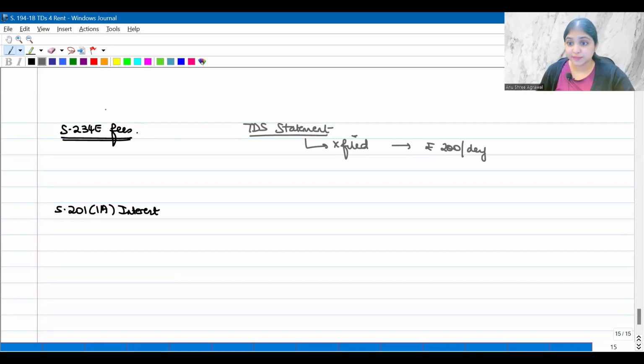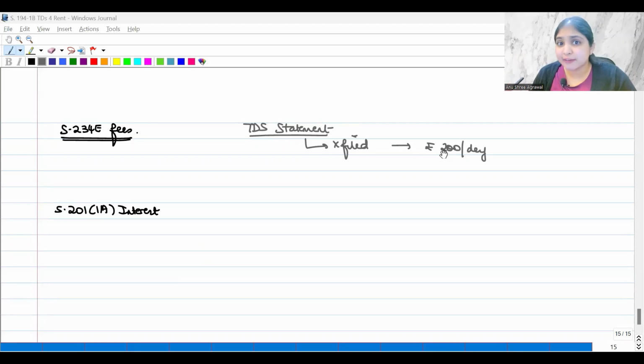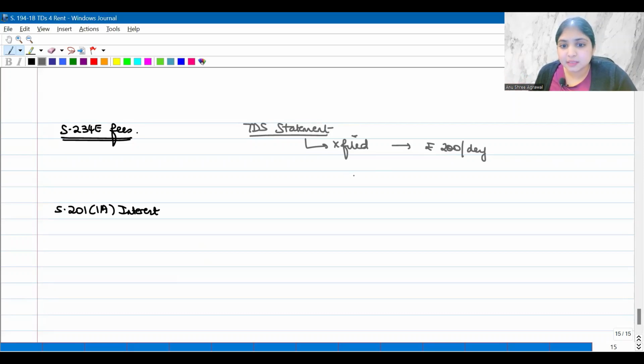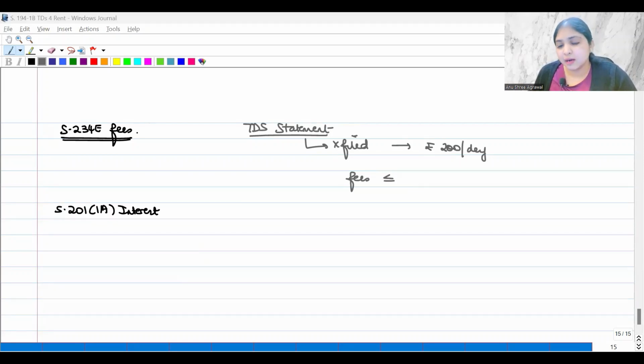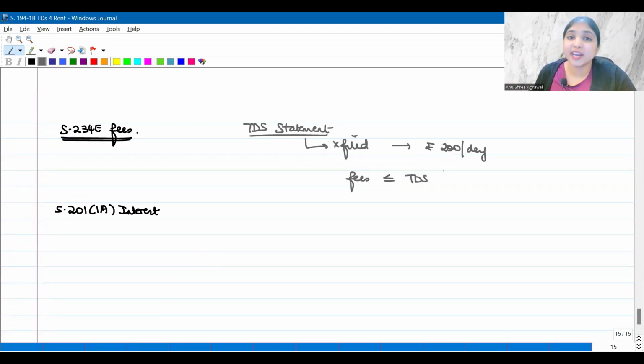pay as 234E fees. So if the deductor of tax does not file the TDS statement on time, then he'll have to pay 200 rupees per day of delay as 234E fees. However, keep in mind, this fees should not exceed the TDS amount. It should be within the TDS amount.